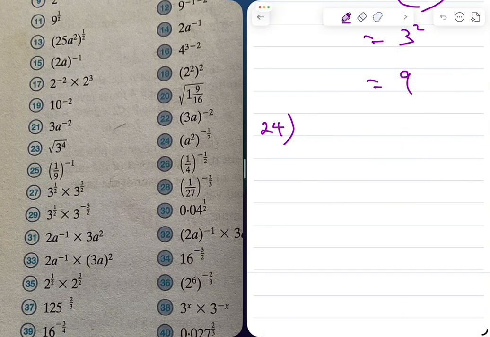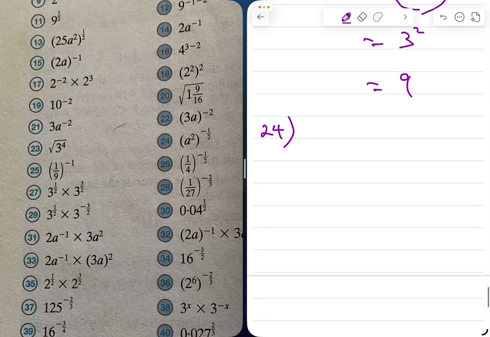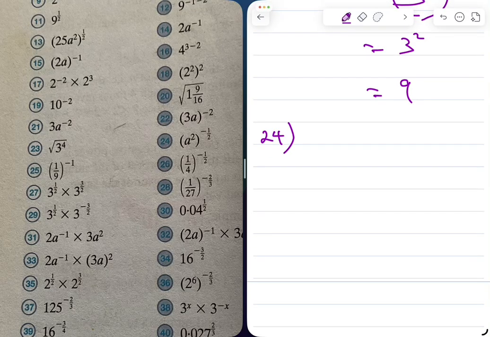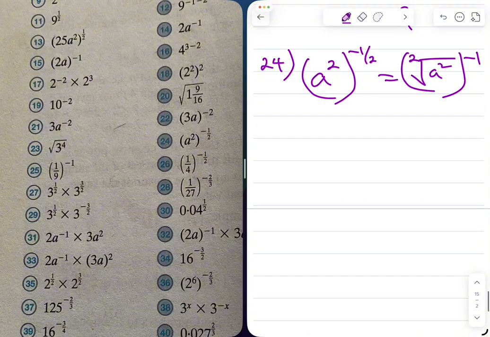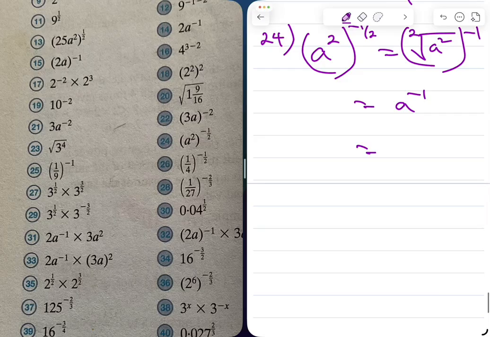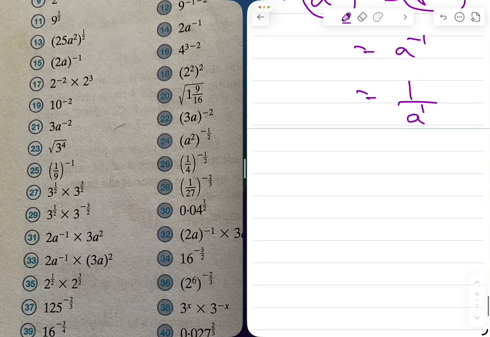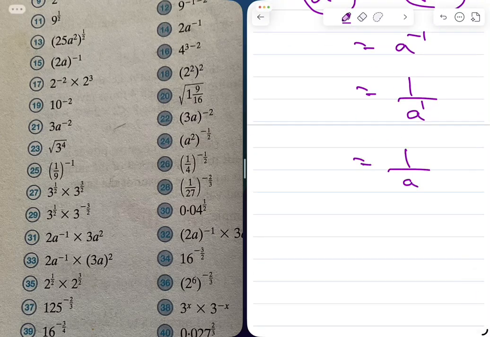Number 24. The question is a square raised to power minus 1 over 2. That is the same as the square root of a square and the whole of that raised to power minus 1, which simply means the square root of a square is a, and that means a raised to power minus 1, which is the same as 1 over a raised to power 1, and that's simply 1 over a.